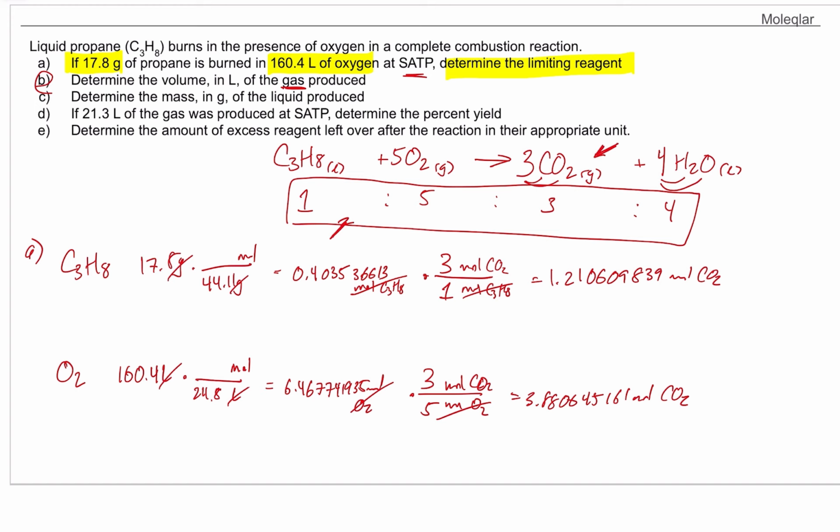All right, so remember, the limiting reactant or the limiting reagent is the one that produces the least amount of product. And so that's going to be this one right here. So our limiting reagent is going to be our C3H8, and our excess reagent is therefore going to be our O2.